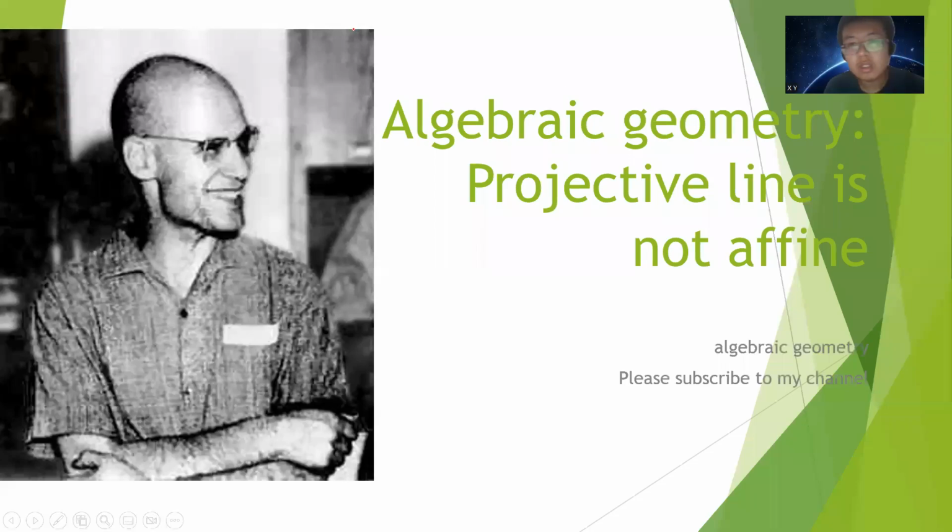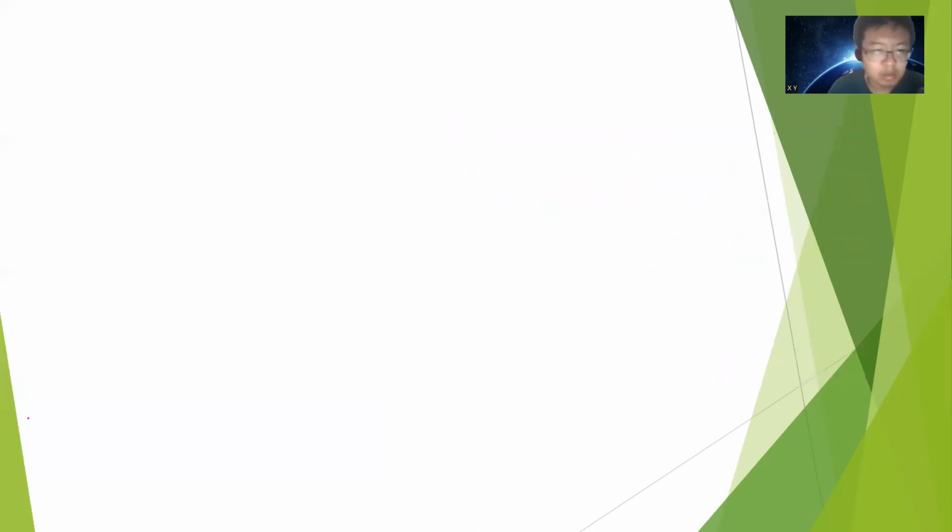Hey, what's up, guys? So today let's talk about the second example of a non-affine scheme, which is the projective line. This example is also interesting, so let me just quickly go through it. In the previous example, we gave a non-affine scheme, the affine line with a double origin. So let's recall.